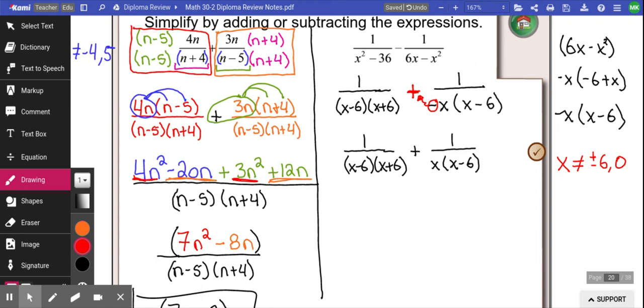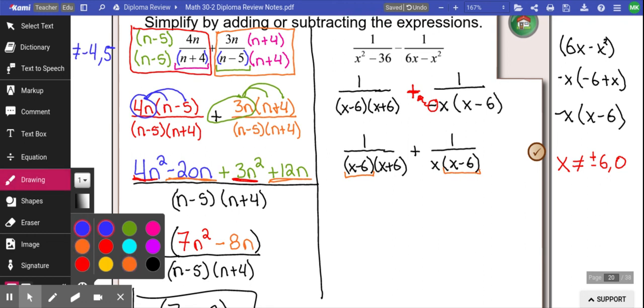To combine into one fraction, you need to have a common denominator. We'll start with the x minus 6. I have an x minus 6 in the first fraction. I look at the second fraction. There is an x minus 6. That's wonderful. That means we don't need to do anything with it. I look at the first fraction. I see that I have an x plus 6. That means the second fraction, I need an x plus 6. And what I do to the bottom, I do to the top.